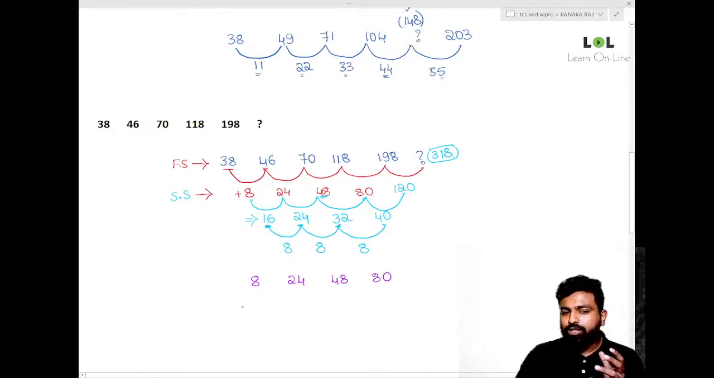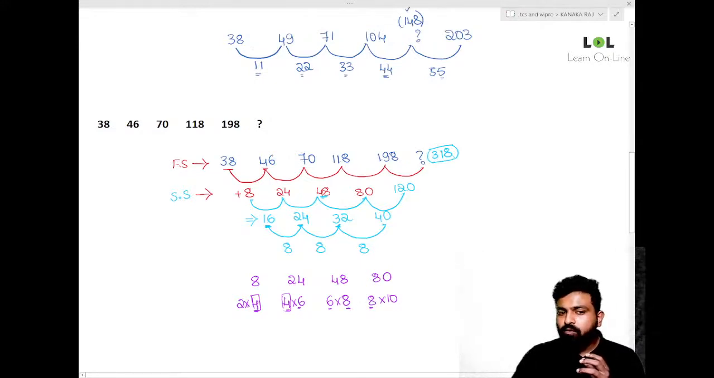How can I write this? Can I write 8 as 2 into 4? Yes, 2 into 4 is 8. What is 24? 4 into 6. What is 48? 6 into 8. What is 80? 8 into 10. If you observe this clearly, what is happening? Wherever it is stopping in the previous term, it is starting from there. It is stopping at 4 over here, it is starting from 4. It is stopping at 6, it is starting at 6. It is stopping at 8, it is starting at 8.